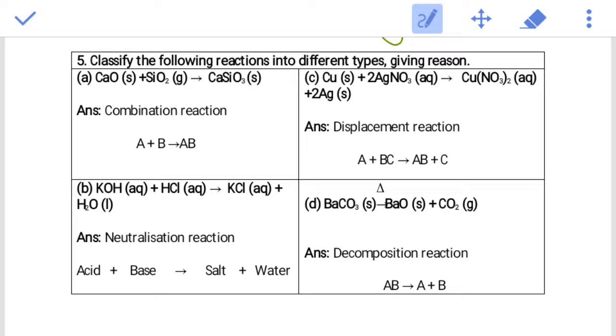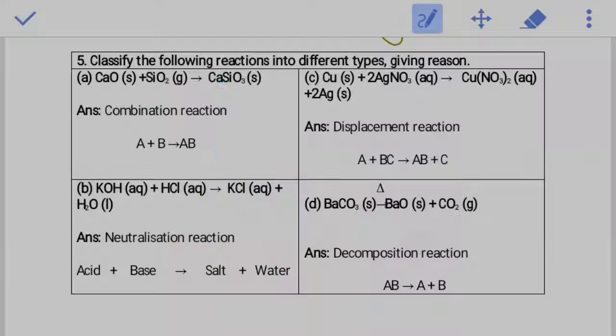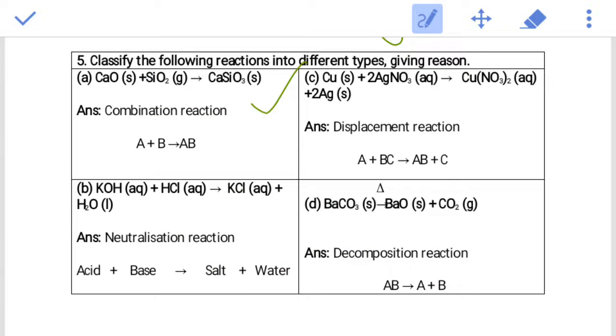Now calcium oxide plus SiO2 gives calcium silicate. It means that two reactants combine to give a single product. So this is a combination reaction, and in the reason, in simple words, A plus B gives AB.